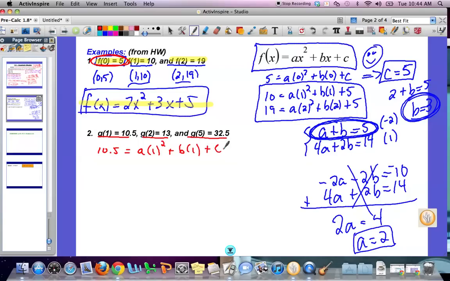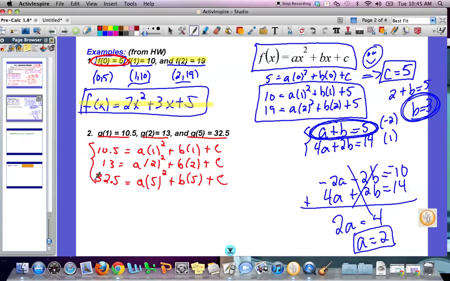1 is pretty nice to have. The next one is 13 equals A times 2 squared plus B times 2 plus C. And the last one is 32.5 equals A times 5 squared plus B times 5 plus C. So there's my system of equations. 3 equations, 3 unknowns. I'll call this equation 1, equation 2, and equation 3. Just like we did with the parakeets, except the numbers will work out better.